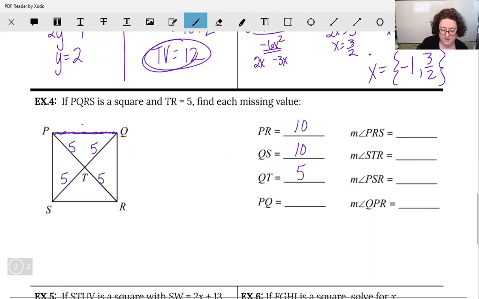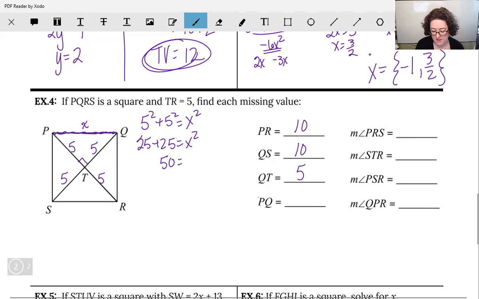So let's go ahead and call this guy X. And if I use the right triangle that I have up the top, I have a 5, I have a 5, I have an X. So I can do 5 squared plus 5 squared equals X squared. So then simplifying out, we have 25 plus 25 equals X squared, otherwise known as 50 equals X squared. And I can express this in two ways. When I take the square root of X squared, I'll get the square root of 50.